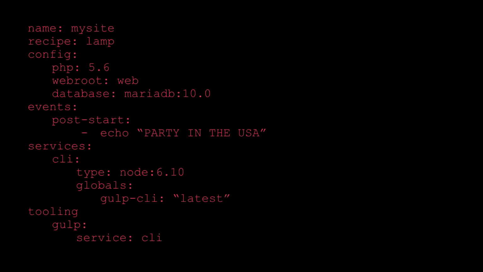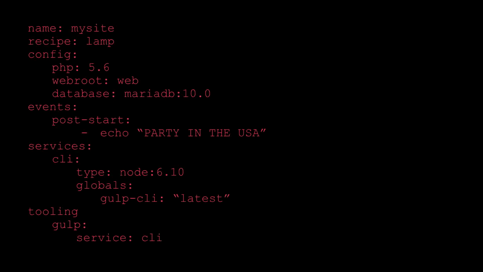When this happens, we should have three containers that have spun up. We should have PHP running on Apache. We should have a node container running node 6.10. We should have a MariaDB container running version 10.0. And that's good, and that will run our project.